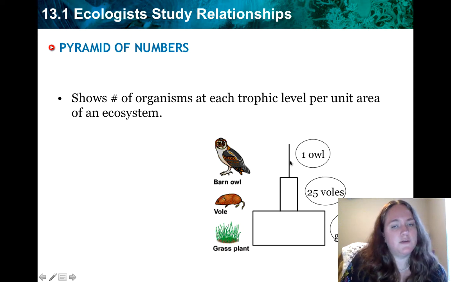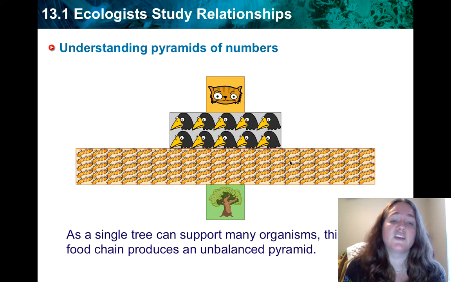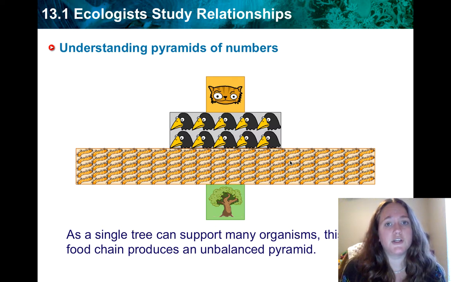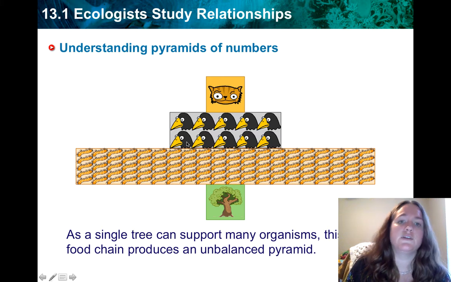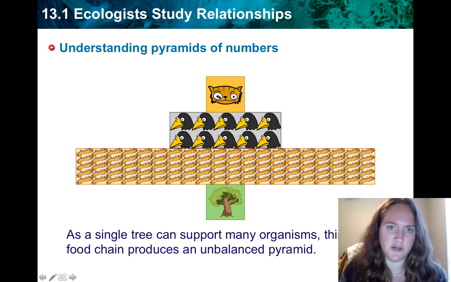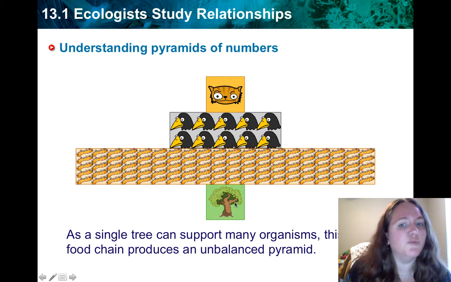However, sometimes pyramids of numbers don't work out too well. For example, if you're talking about something like a tree, well, a tree is very large, it has a lot of leaves, but we only count it as one tree. So you have one tree supporting a lot of caterpillars, a lot of birds, and whatever this is up here, a cat or fox or something. So this is not a pyramid.